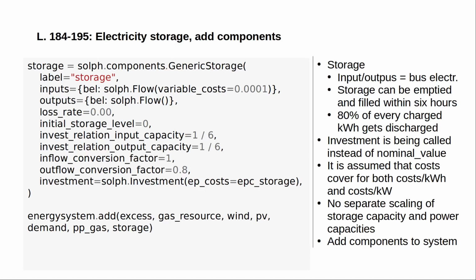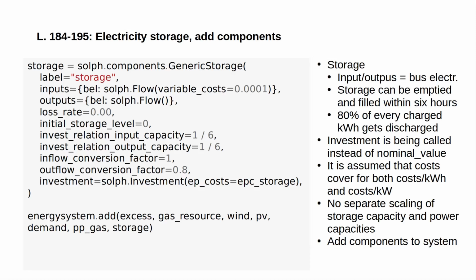The storage component is at the center of the optimization here, or at the center of our interest. It is fed by electricity, and its output is also electricity. As you can see, the invest relation input capacity is set to 1/6. This means that the storage can be emptied and filled within 6 hours. More on this later. The inflow conversion factor is 1, and the outflow conversion factor is 0.8.